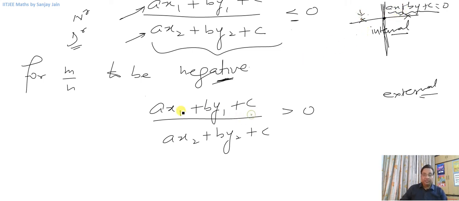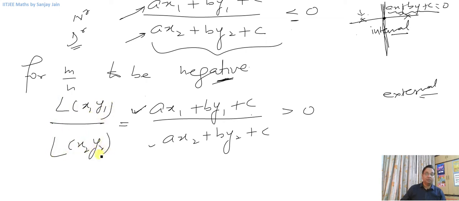And here these should have the same sign. What is this? This is L x1 y1, right? And this is L x2 y2. So when we put this point in the line and this point in the line, these should have the same sign, and they should be on the same side of this line, because this time the division is external. This point divides the join of these points externally, right? So they should have the same sign, or they will be on the same side of the line that we are talking about.